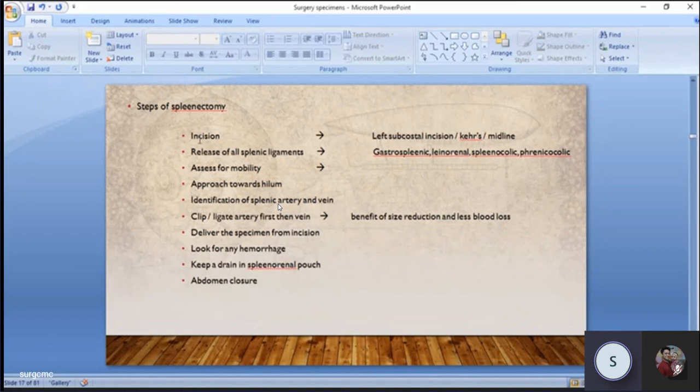So the next question will come to you: what are the steps of splenectomy? You can see what I am discussing, all these are the discussion part. So you should be thorough with the discussion part. Okay. So what are the steps of splenectomy?